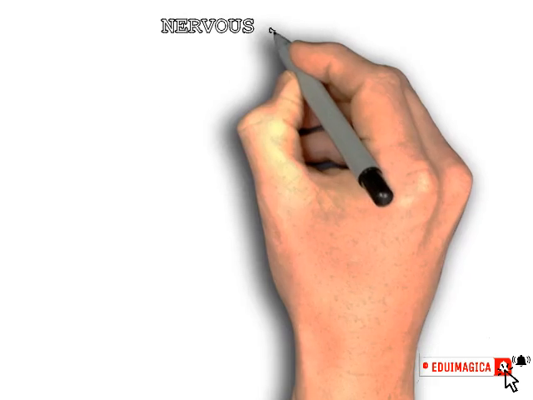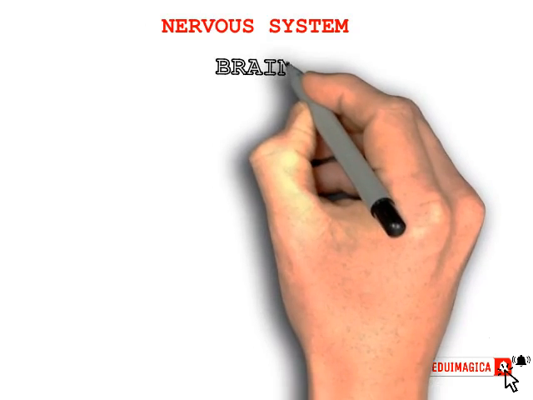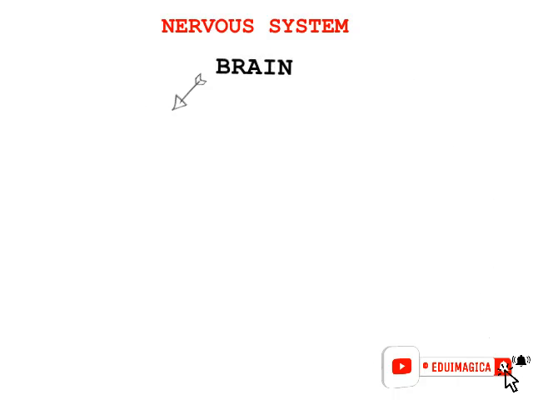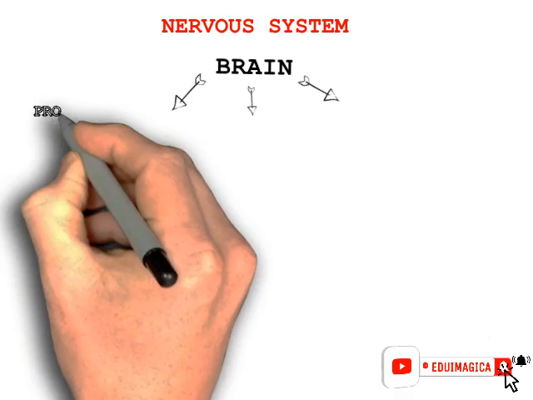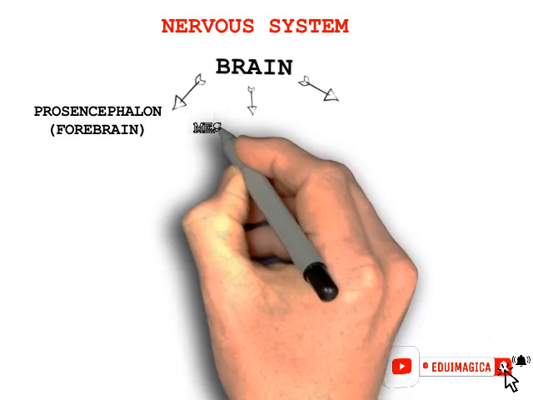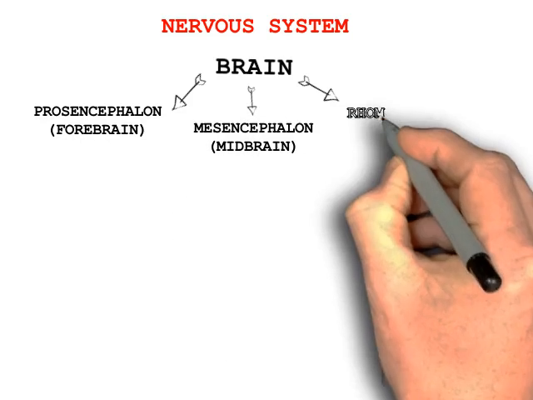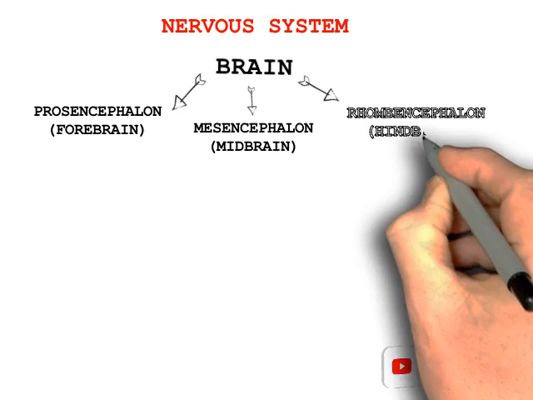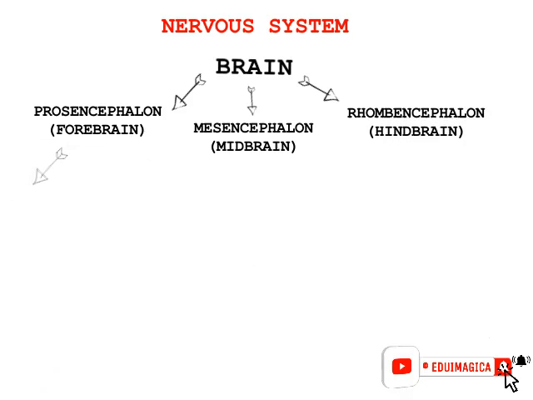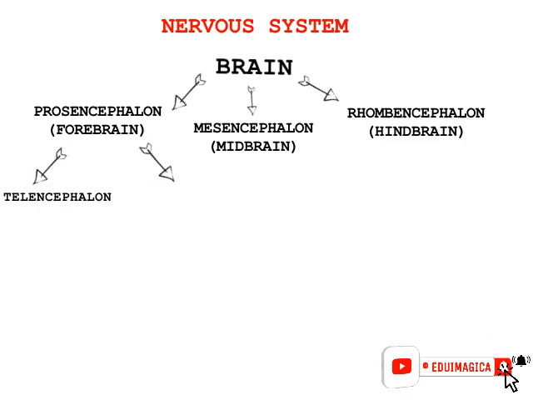Now let's study the classification of the brain. As we studied previously, the brain is classified into three parts. We have the prosencephalon, that is the forebrain. Then we have the mesencephalon, that is the midbrain. And we have the rhombencephalon, that is the hindbrain. The forebrain or the prosencephalon is divided into two parts. We have the telencephalon and we have the diencephalon.